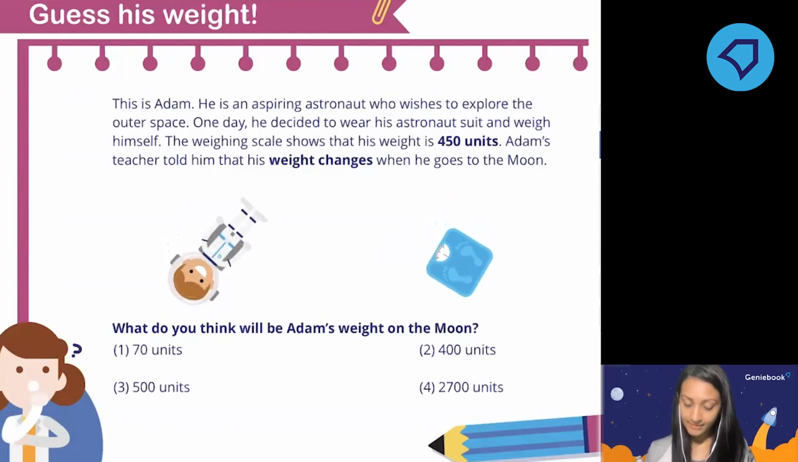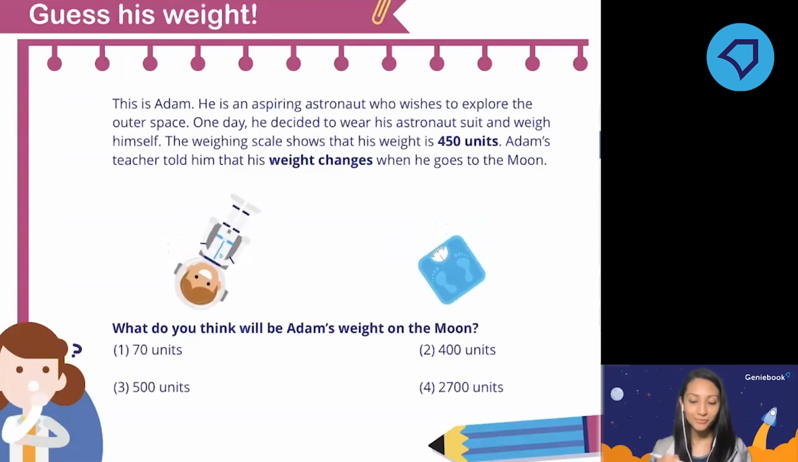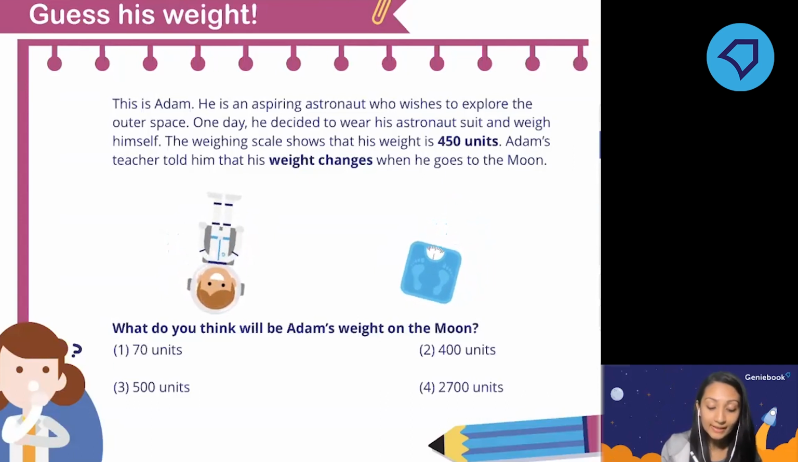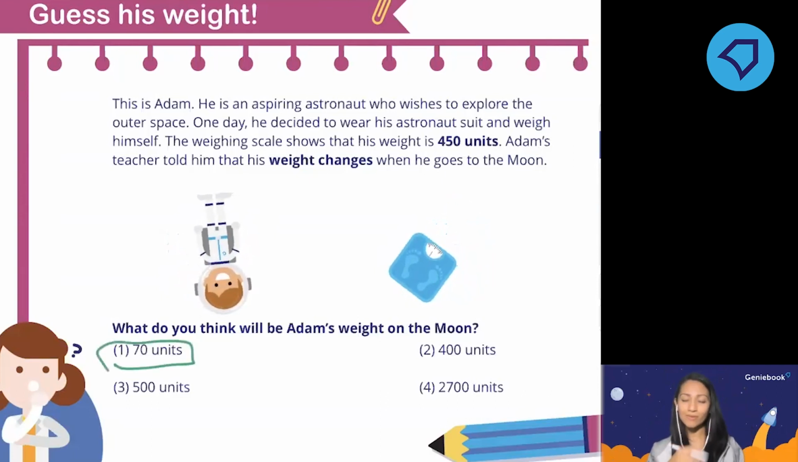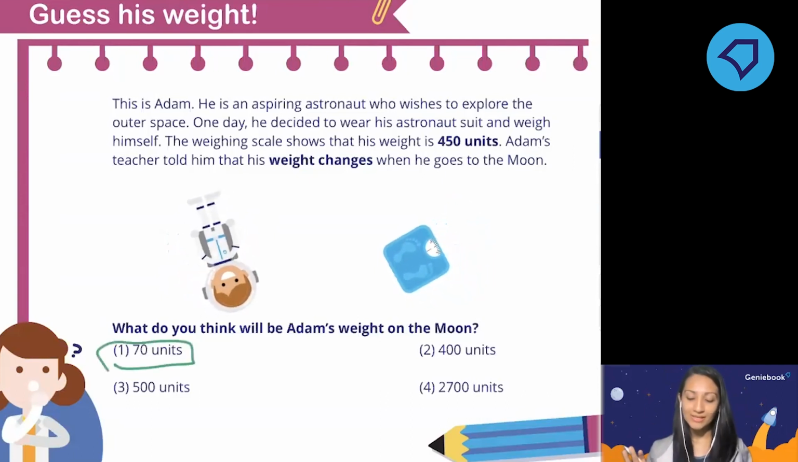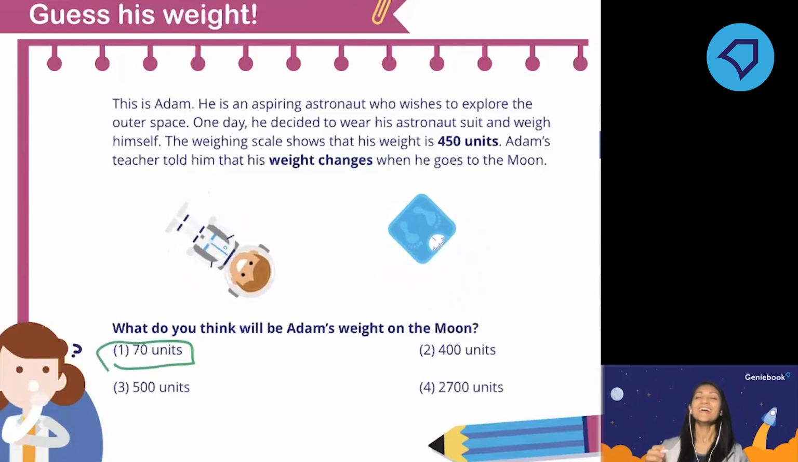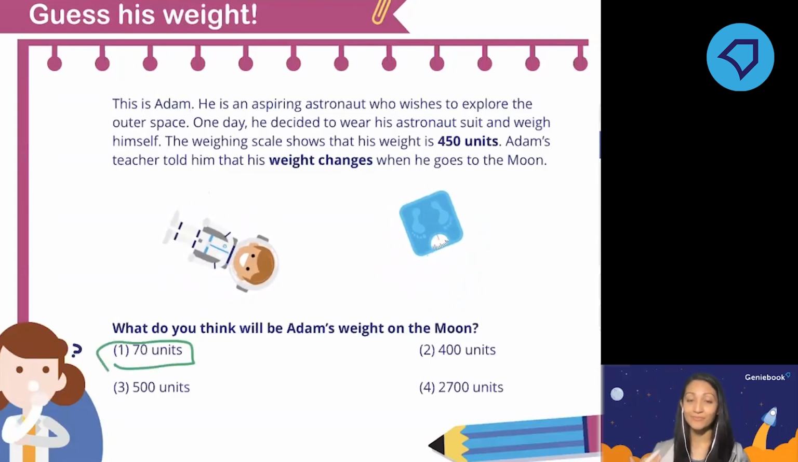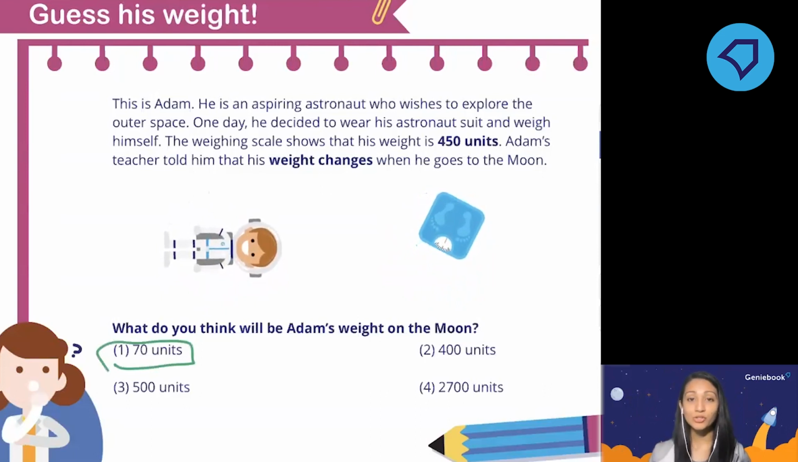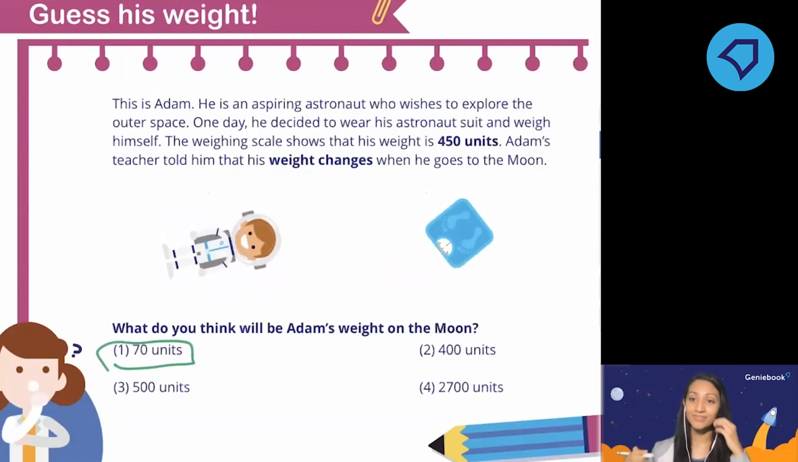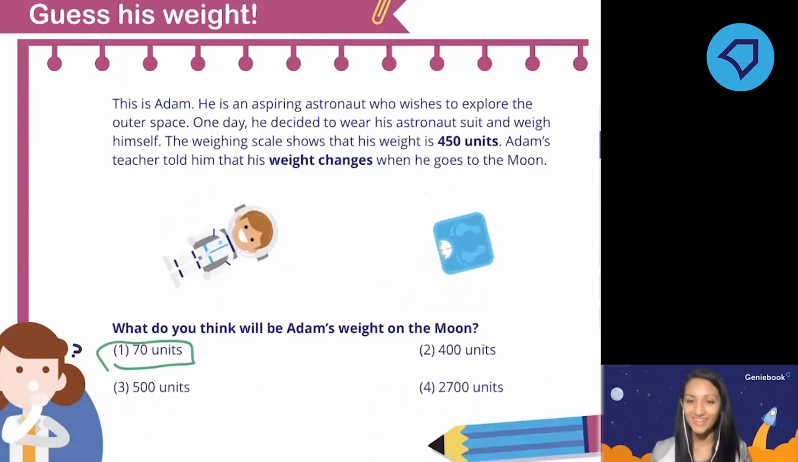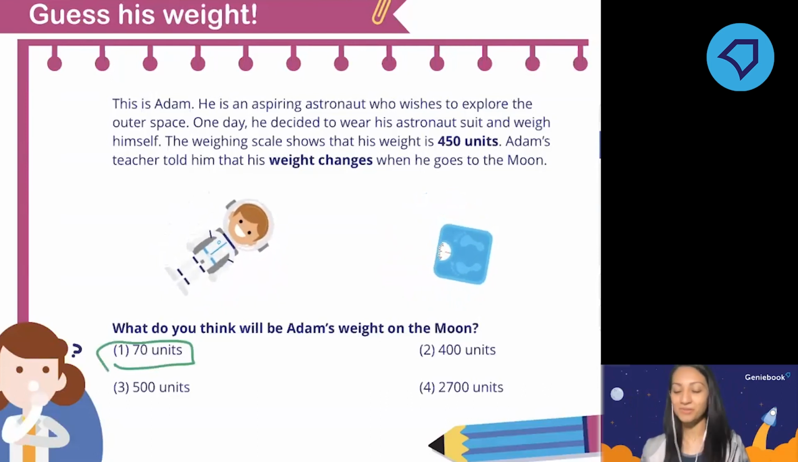Well done. All right, so a lot of you are able to tell me that his weight on the moon is supposed to be lighter. Okay, so around 70, 75 units. And do you know why? Who told me it's 2,700? If he weighs 2,700 units on the moon and 450 units on Earth, do you think he can even move on the moon? Too much. Yes, he will not be able to move.